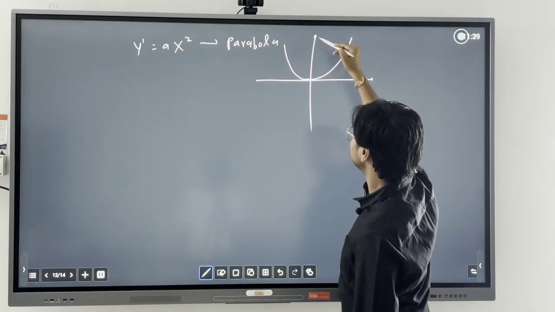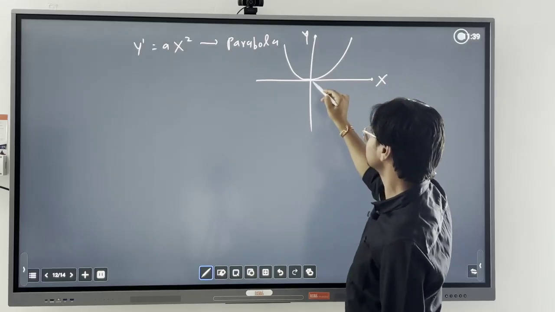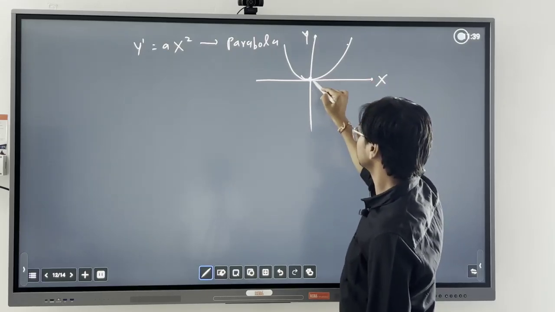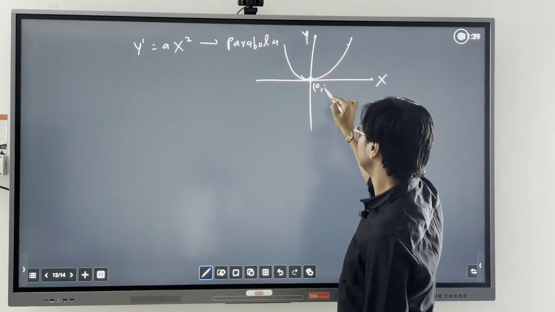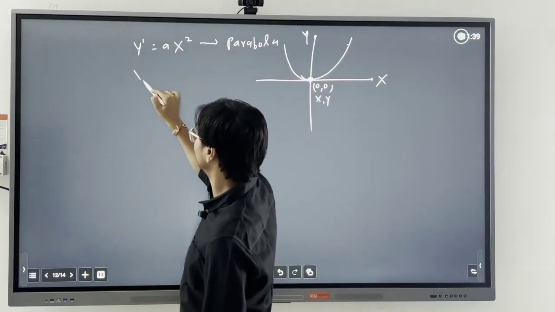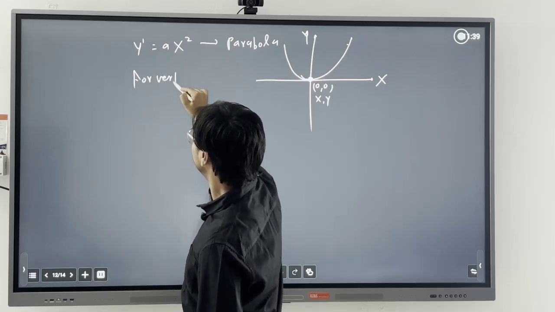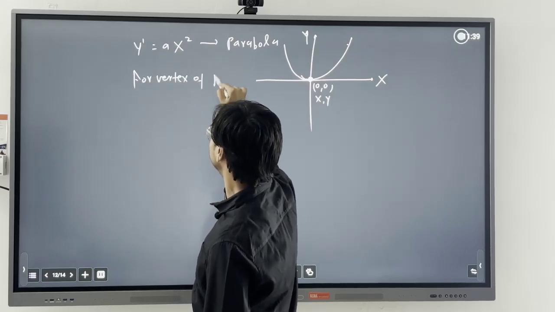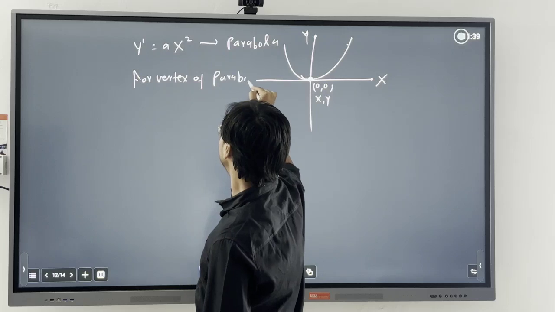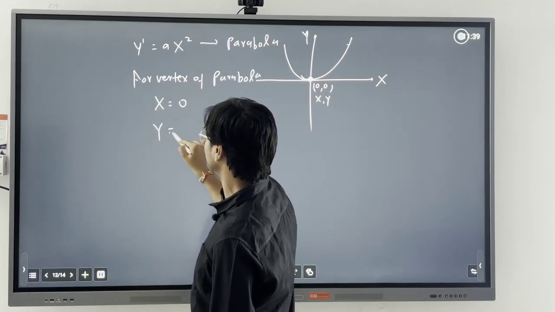So this parabola is symmetric about the y-axis. This is capital Y and this is capital X. In this graph, the vertex of the parabola is (0, 0). So the value of capital X is 0 and capital Y is 0. So for the vertex of the parabola, capital X is equal to 0 and capital Y is equal to 0.